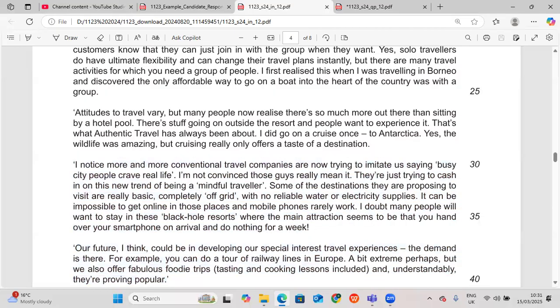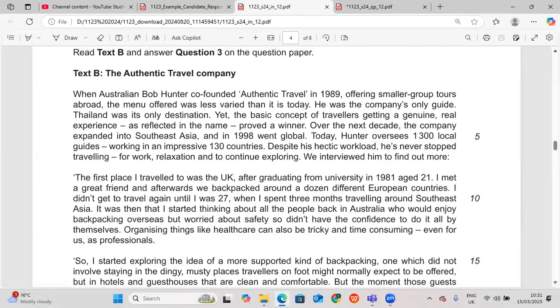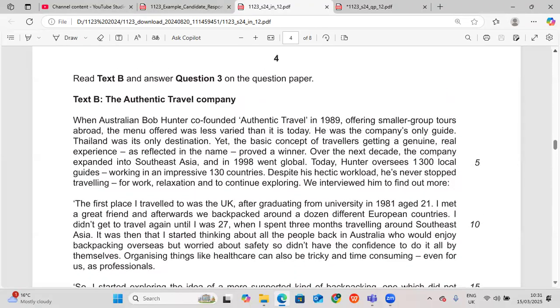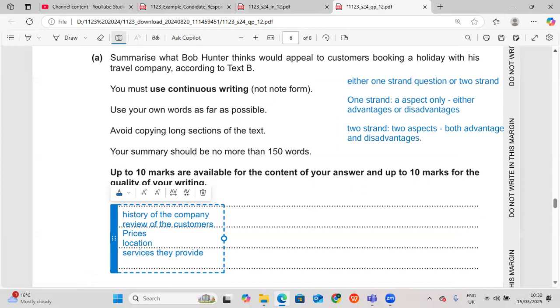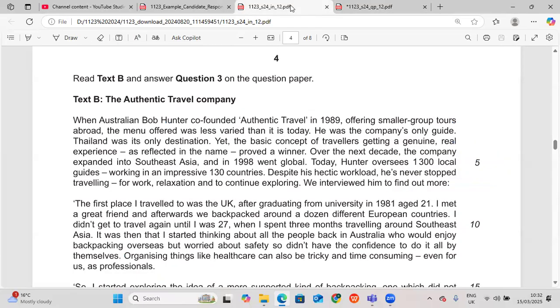Now is the point we need to look at, since we're done reading it in one go, now is the point we have to make content related to a summary question. Now, the question again, I'm going back to it. It says, summarize what Bob Hunter thinks would attract people, customers to his company, and what is special about his company. What does his company do? Okay.